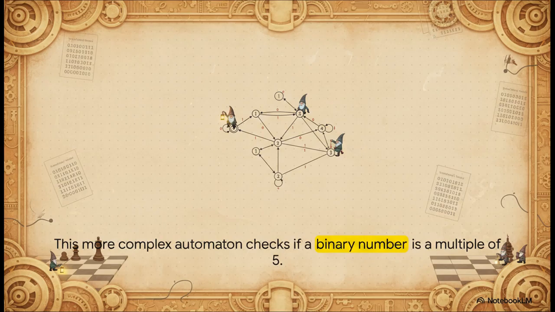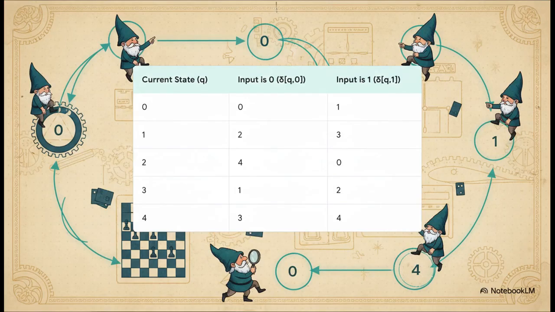If our little gnome ends its journey in the state labeled 0, it means the number has a remainder of 0 and is a perfect multiple of 5. And this table here, this shows you how a computer would actually see that diagram we were just looking at. It's just a simple lookup table. For any given state you're in and any input you read, there is exactly one place to go next. No ambiguity. That's the deterministic part of the name.